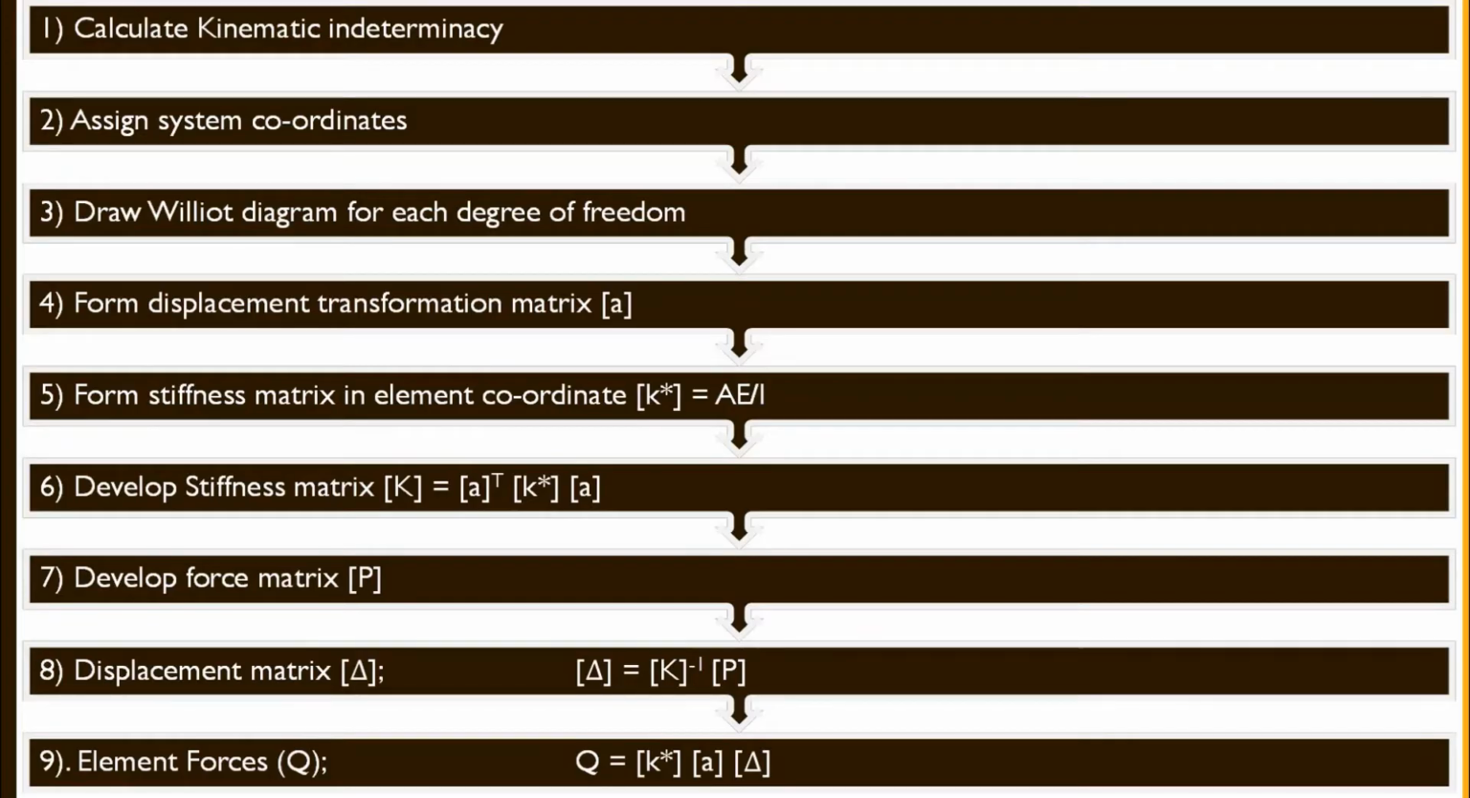force matrix. The final step is to derive the element forces or member forces, which is also known as bar forces in case of a truss member, by using the equation Q is equal to K star into A into displacement matrix. Okay, so let us see how to analyze a truss member by using an example.